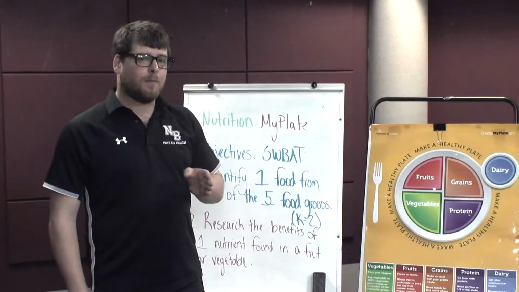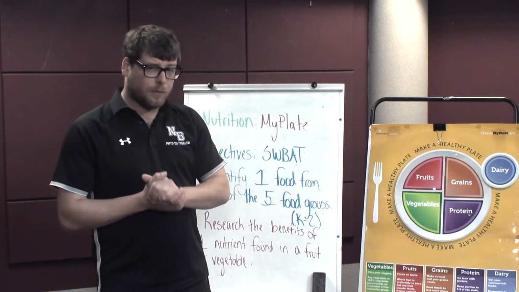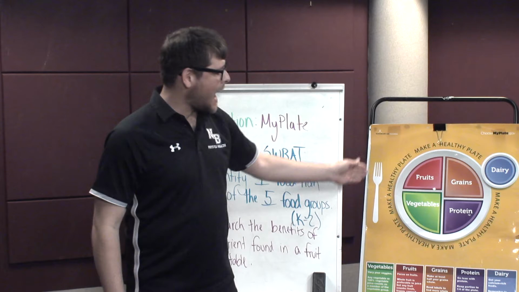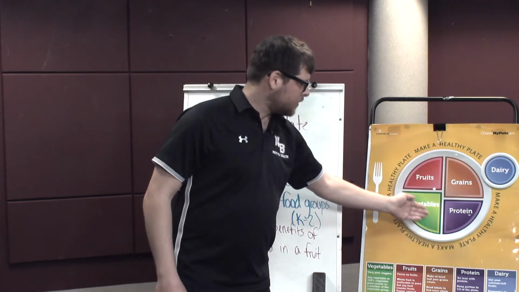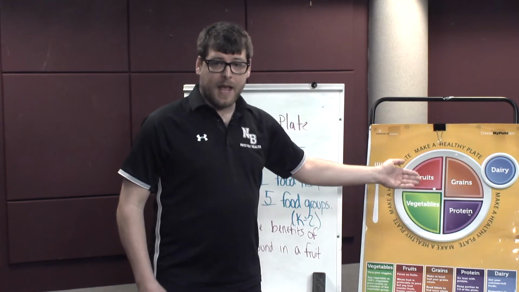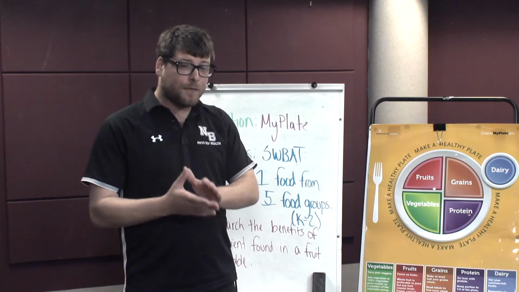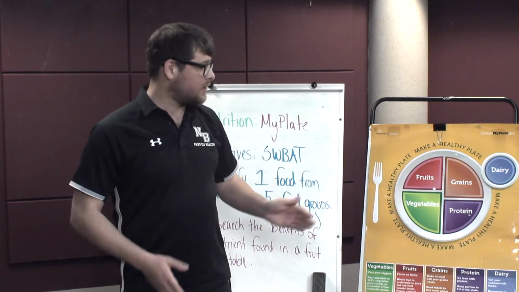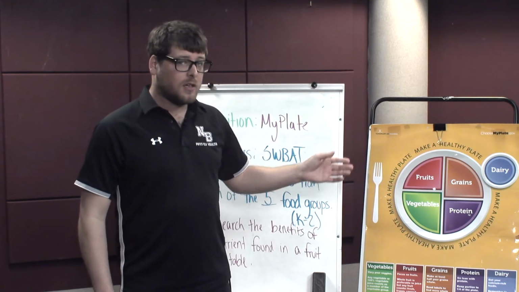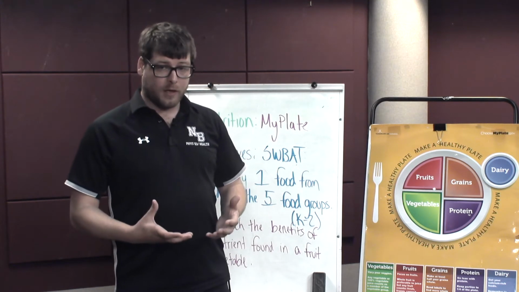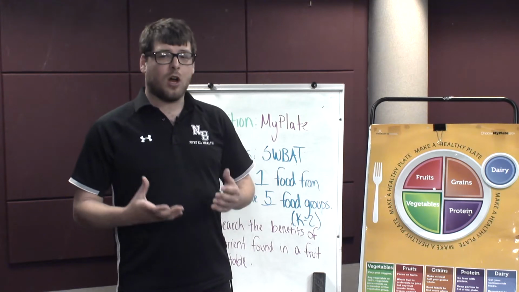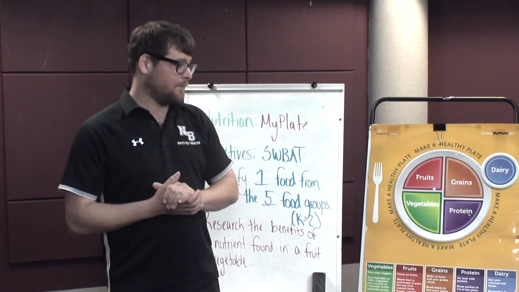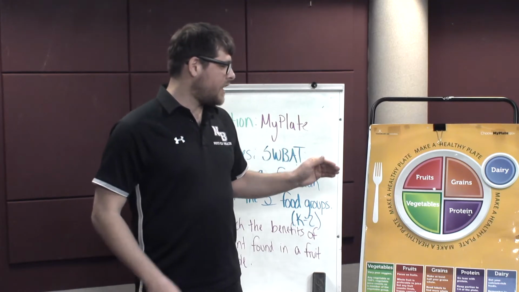The reason why the MyPlate is very helpful is because if you look at the visual, half of the plate is for fruits and vegetables. What this means is that half of the food that you consume each day should consist of fruits and vegetables. So yes, it is a visual for the food groups, but it's also alerting you to how much of each food group that you should be having. So fruits, vegetables.